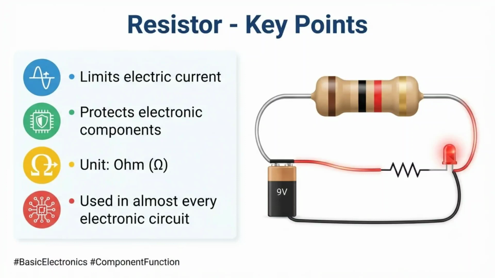Let's quickly revise today's lesson. A resistor is a passive electronic component. It limits the flow of electric current. The opposition to current is called resistance. Resistance is measured in ohms, symbol omega. Resistors protect electronic components and help circuits operate safely and correctly. Without resistors, many electronic devices would fail because of excessive current.